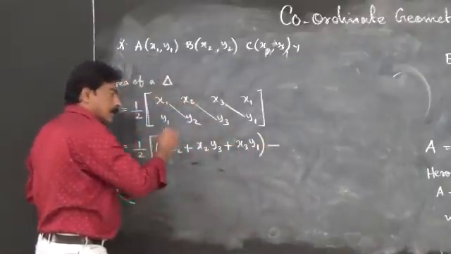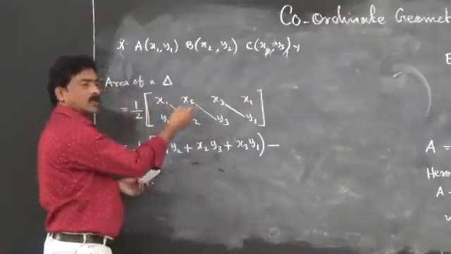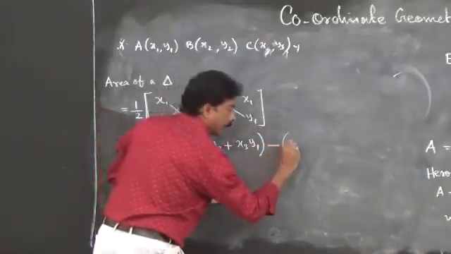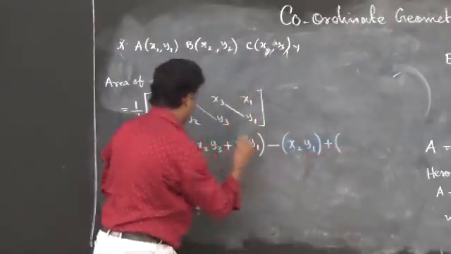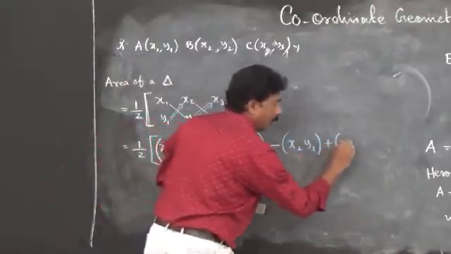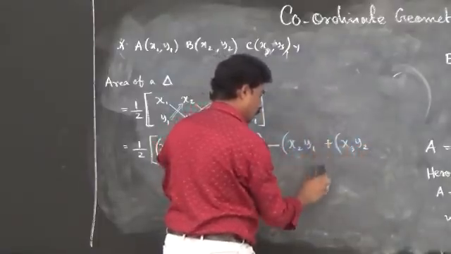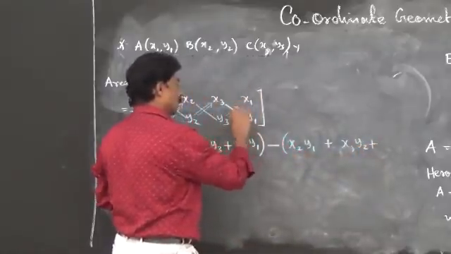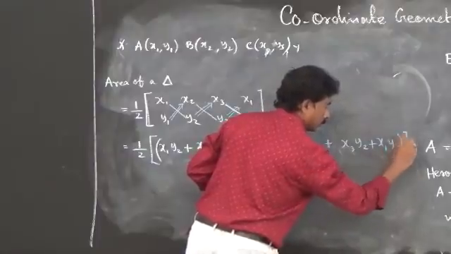now in this direction, y1, x2, or x2, y1. So we will keep x as the first coordinate. So x2, y1 plus x3, y2 plus x1, y3. This is the formula.